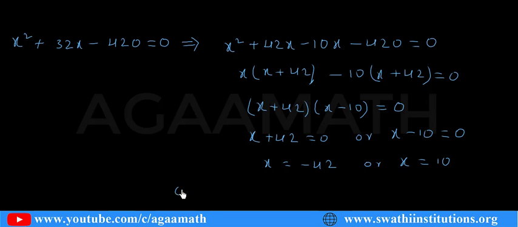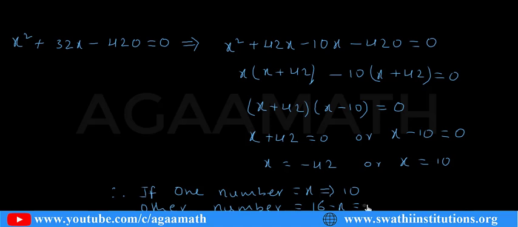So if one number equals x, that is 10, then the other number equals 16 minus x, which is 16 minus 10, that is 6. So what are the two numbers? 10 and 6 are the two numbers. This is how we find the numbers.